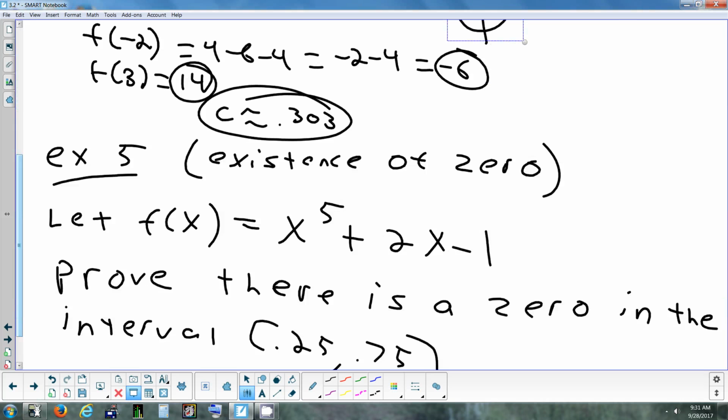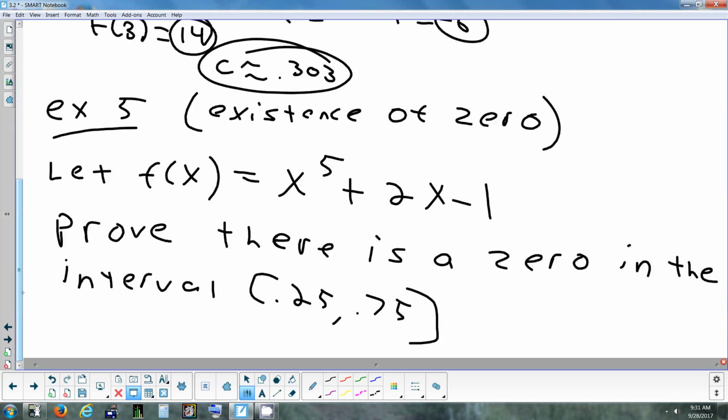Okay, this one. Now, this one, I don't want you to find the 0. I don't want to know what number do you plug in for x to get 0 for y. I just want you to prove there is a number. And I want you to prove that there is a number that you could plug in for x and get 0 for y. And I want you to show me that that number is between 0.25 and 0.75.